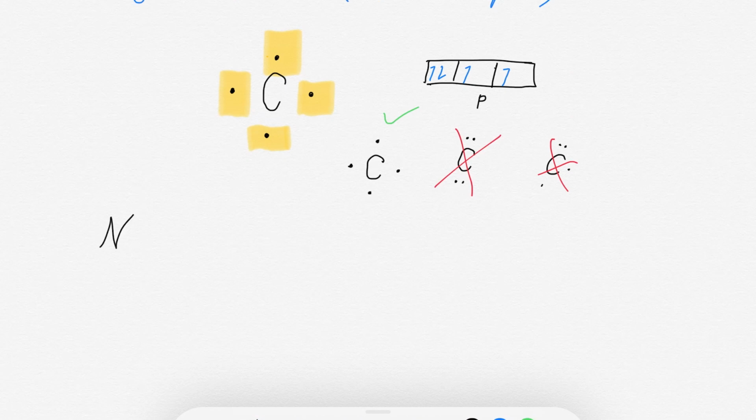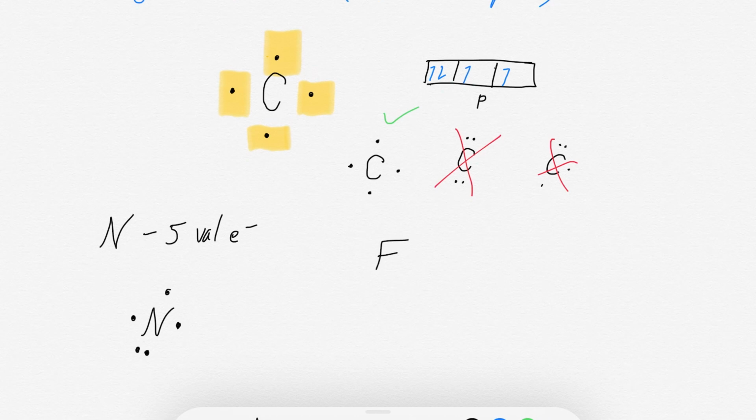Let's do nitrogen. Remember that nitrogen has 5 valence electrons. So 5 dots get to go on the nitrogen. So 1, and again 2, 3, 4. So where does the 5th go? Well, this is where we finally get to come in and actually double up now.